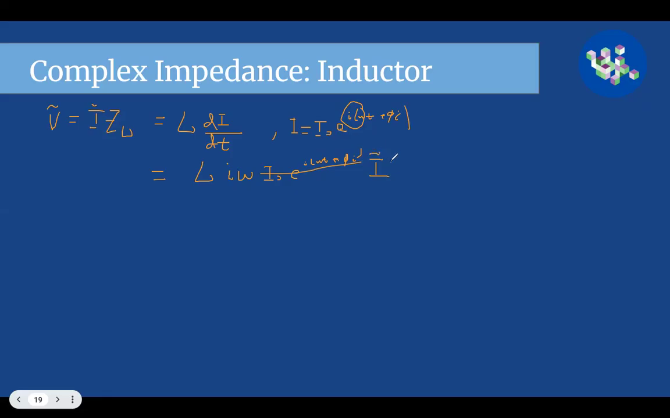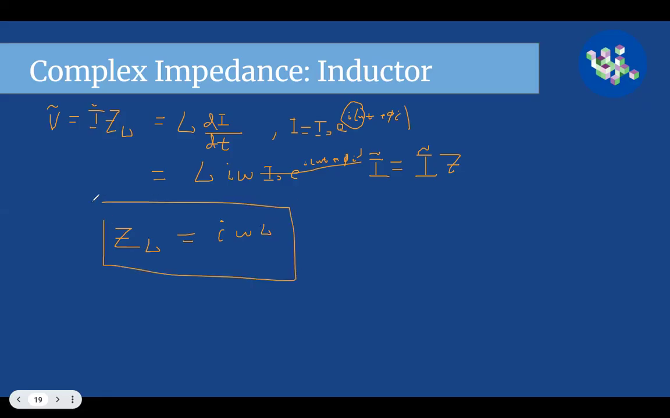And remember, this should equal the current times the complex impedance. Well, then we just got the complex impedance of an inductor, right? Complex impedance of an inductor, that's just equal to I omega L.